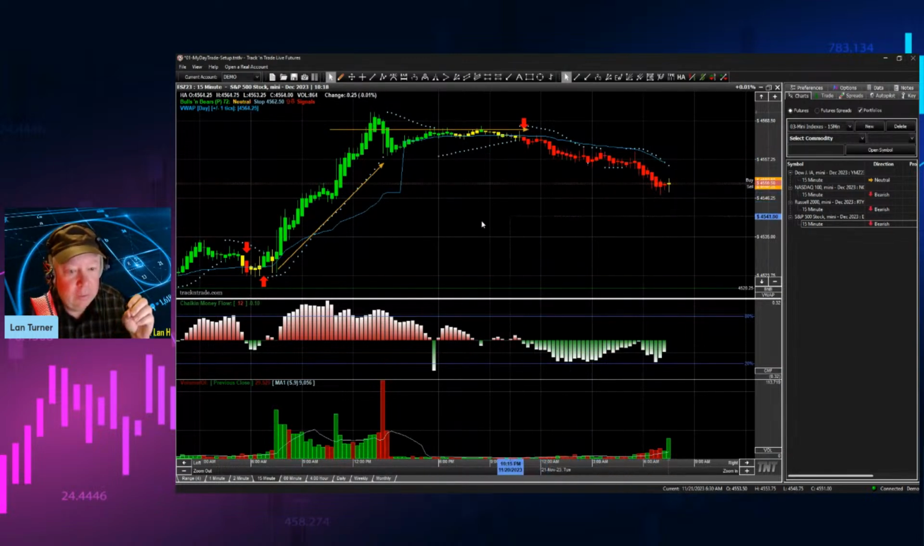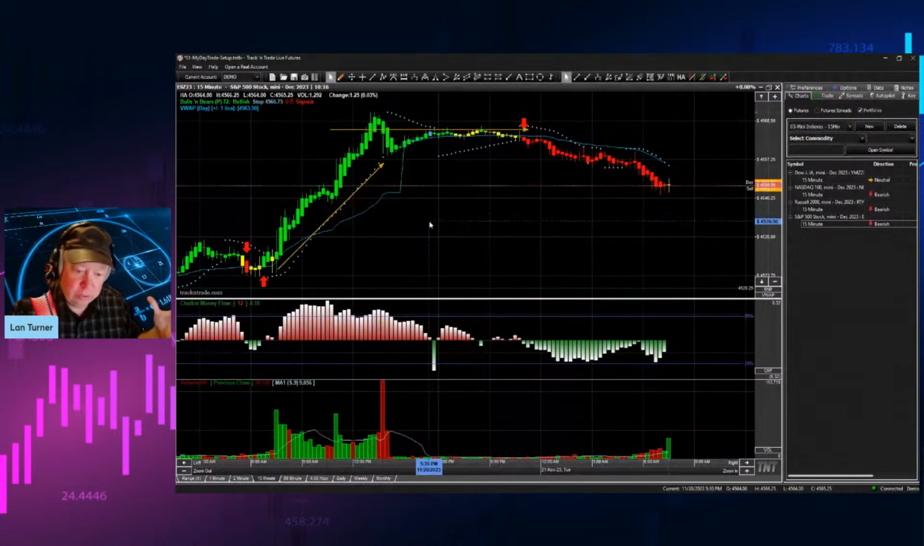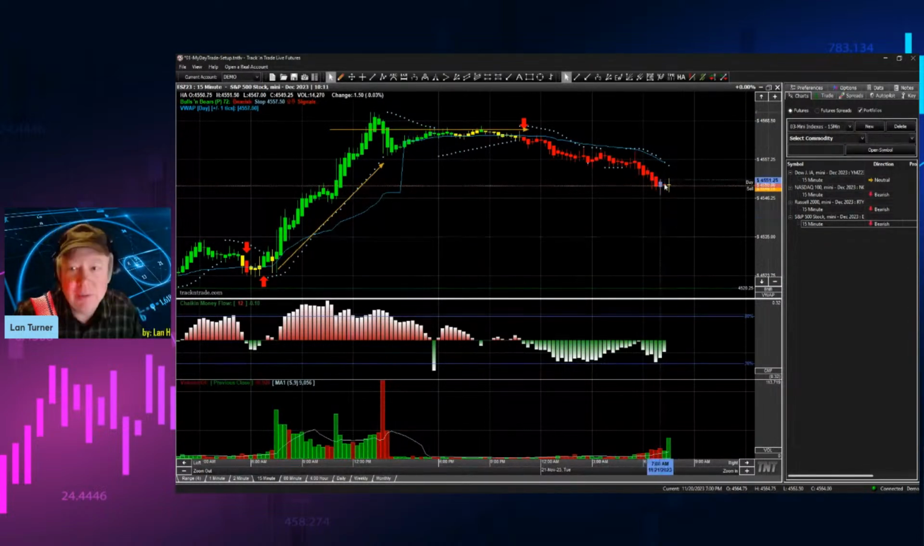And then in the morning, you wake up and there's a big gap and you're like, what the heck? Who was trading in the middle of the night? Well, we were over here in the futures market. So that's what happens. So here this market's coming back.